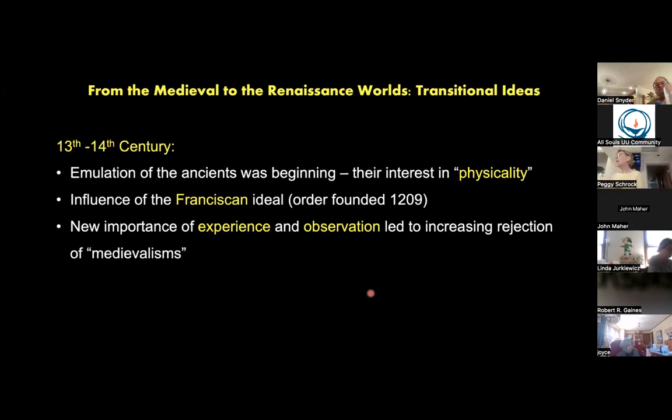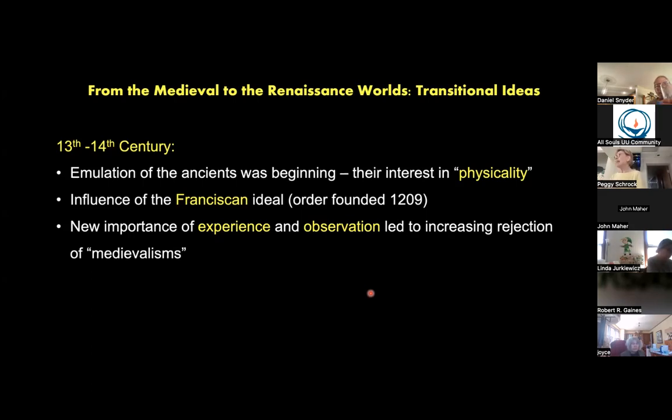Now, what do we mean by medievalisms? Primarily, I'm referring to the use of extreme detail and symbolism, just filling every image with lots of little symbols, although it's going to take a while for that to disappear. True Renaissance art is going to simplify a scene and get rid of, you're not going to see any more halos, you're not going to see any more tiny little details of things.